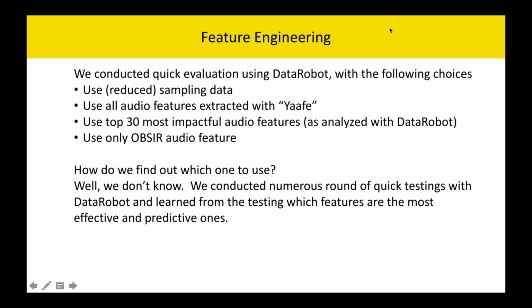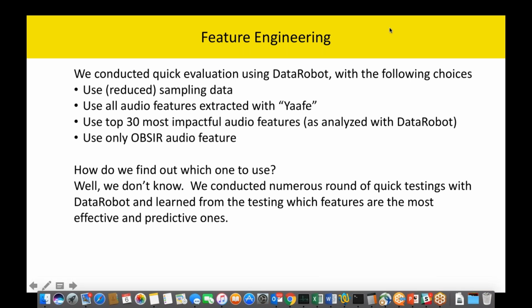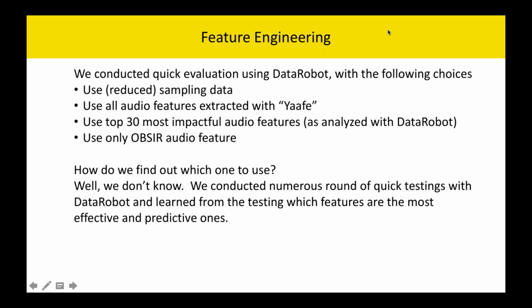So that drives me to speculate that maybe this particular type of audio feature called OBSIR is very predictive of the nature of the problem we are talking about here, which is feedback and echo and normal sound. So again, I did a quick evaluation with only OBSIR audio features. There are 49 data points, and I found even better and more efficient training than with the 30 most impactful audio features. And the result I showed you earlier, 96% accuracy, is all based on this.